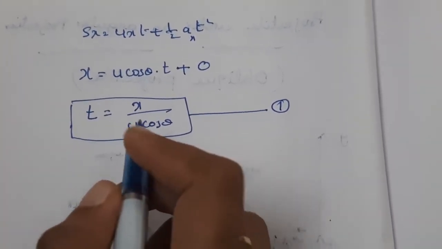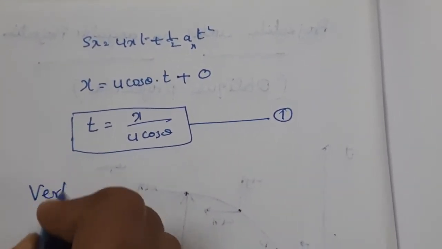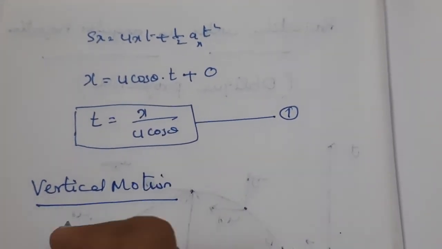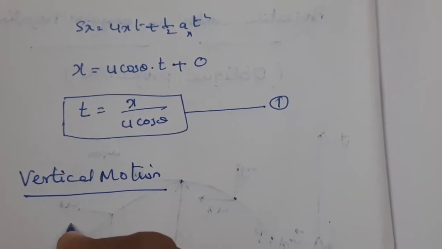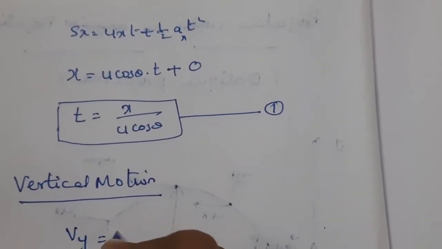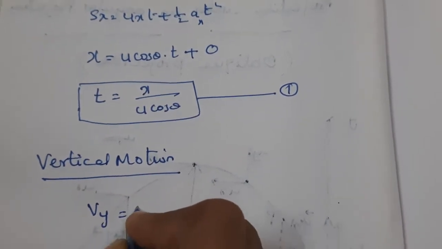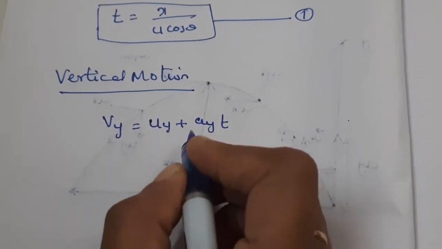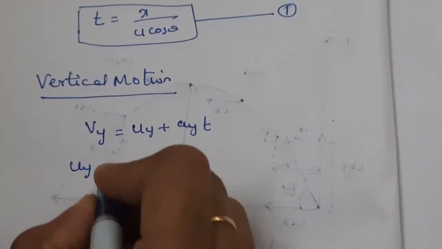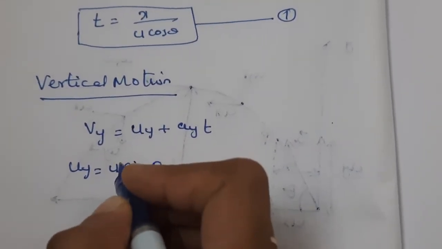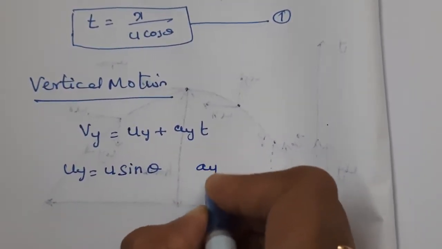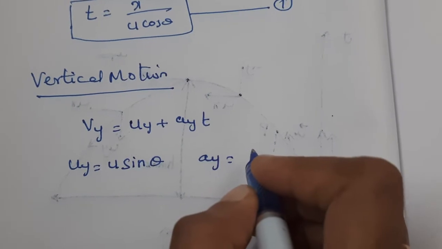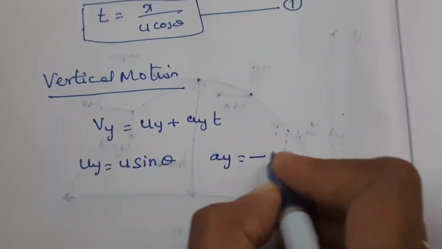Okay. Now let's consider the vertical motion. So in vertical motion, what is the vertical component of velocity? Same. Vy is equal to uy plus ay into t. So what is uy? We know uy, that is the y component of velocity, is u sin theta. What is ay? Ay is equal to, that is, acceleration due to gravity acts opposite to the direction of motion. So we can write minus g.